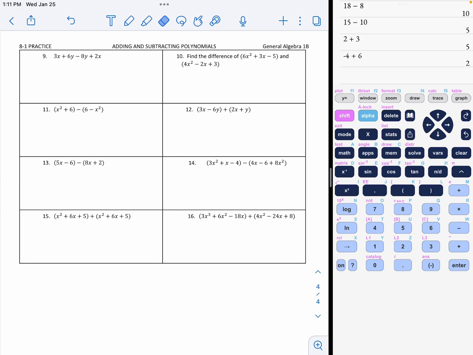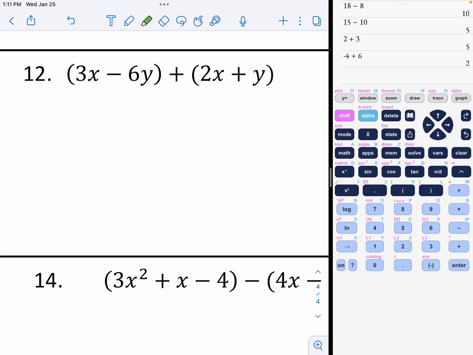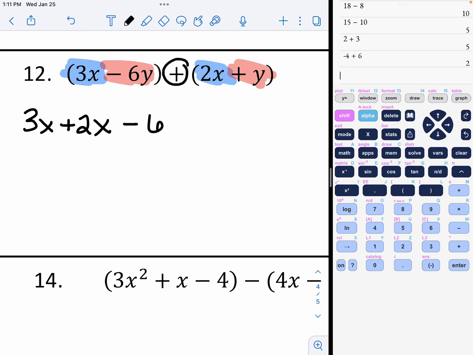You know what? Let's do number 12 because number 12 has an x and a y. So I am going to, in blue, highlight this 3x and this 2x because they both have an x to the power of 1. So I'm going to do 3x add a positive 2x. The next thing I'm going to do is highlight this minus 6y and this positive 6y. Those are like terms because they both have the same variable with the same exponent.